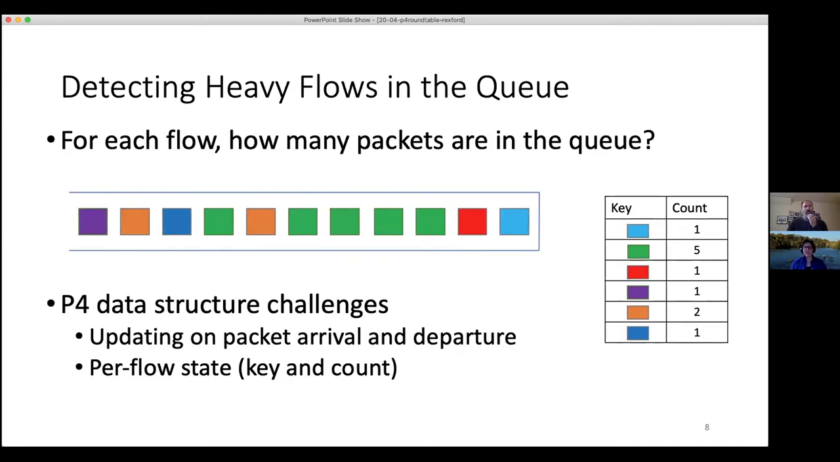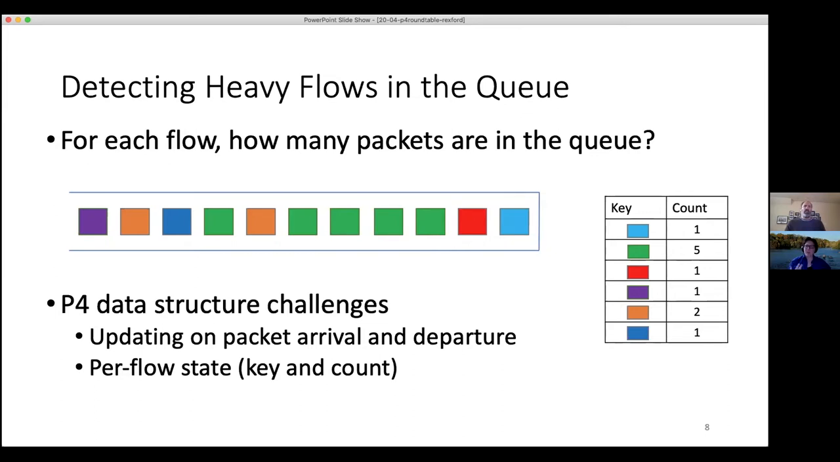So you have a bunch of packets in a queue. Here they're colored by which flow they're part of. This could be source IP address or microflow of a 5-tuple. And we'd like to know for each of these colors how many packets or how many bytes are in the queue. And we want to do this entirely in the data plane. So how might we do this?